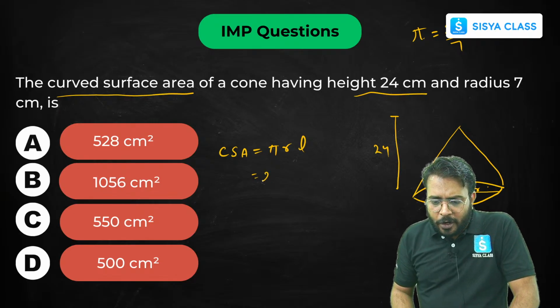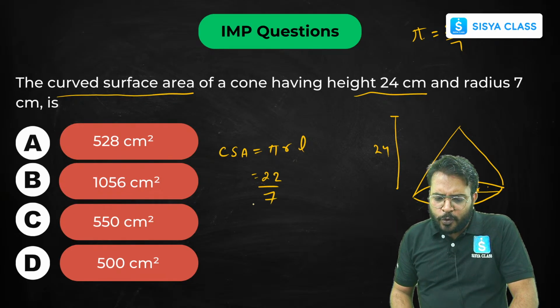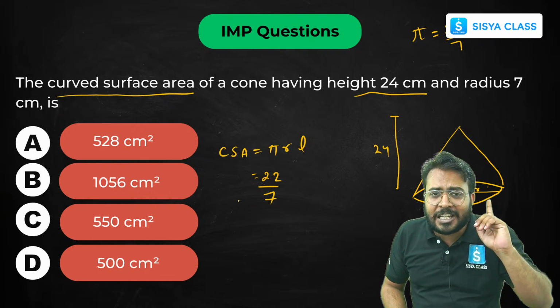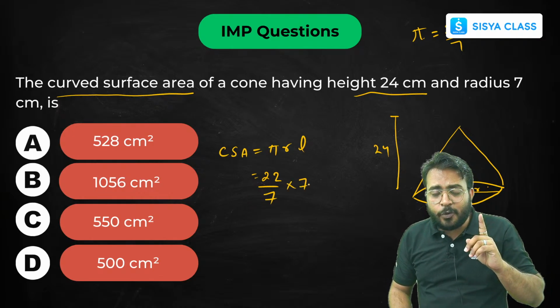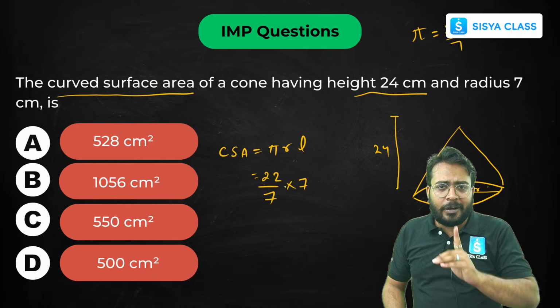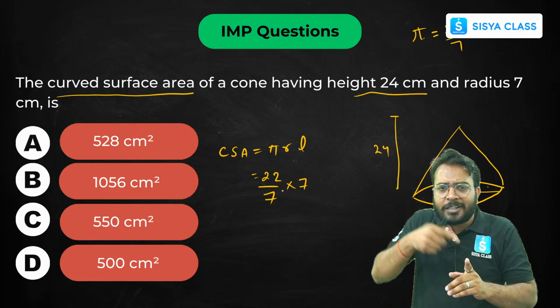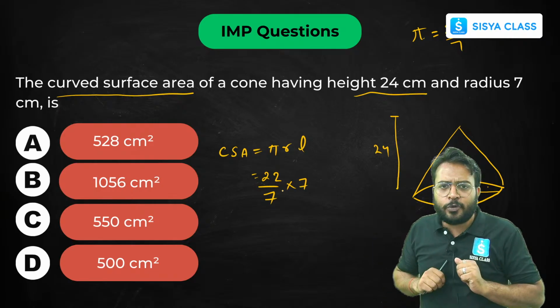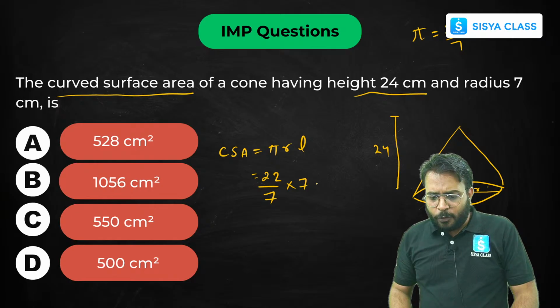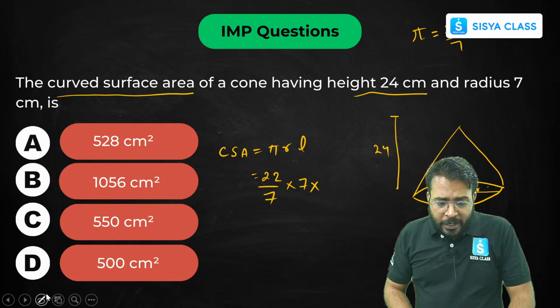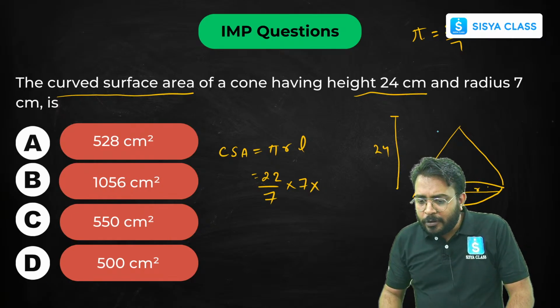Now here 22/7. Sir, why are you using 22/7? Because the radius is given 7. Understood my point? The radius is given 7, and I know that 7 and 7 will get cancelled, and that's why I am using 22/7, beta. Fine. Sir, what is the value of L? We need to find out our L value here.